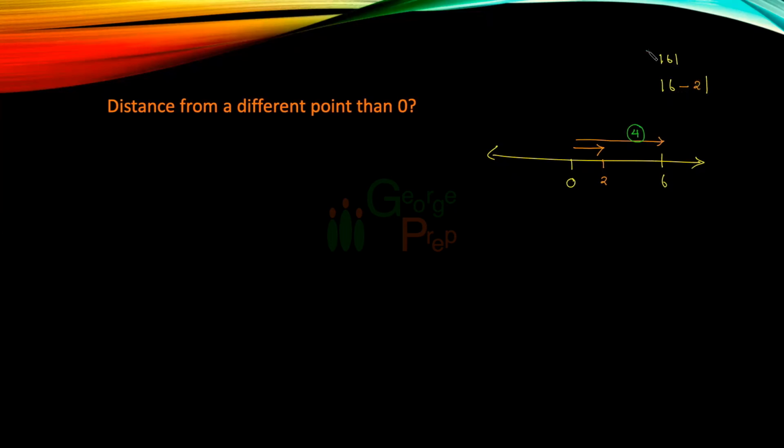Earlier we were actually doing this, which is effectively modulus of 6 minus 0. So we are finding the distance from 0. If you want to find it from 2, then you do modulus of 6 minus 2. That will tell you the distance of 6 from 2.